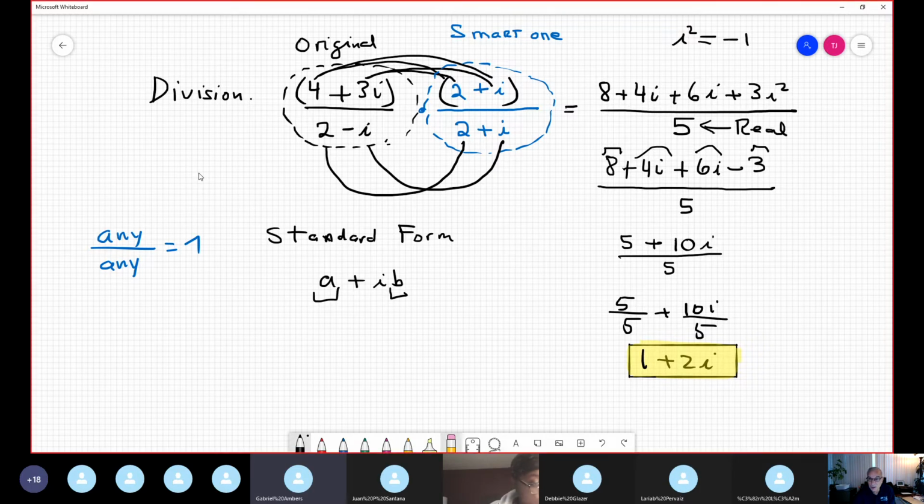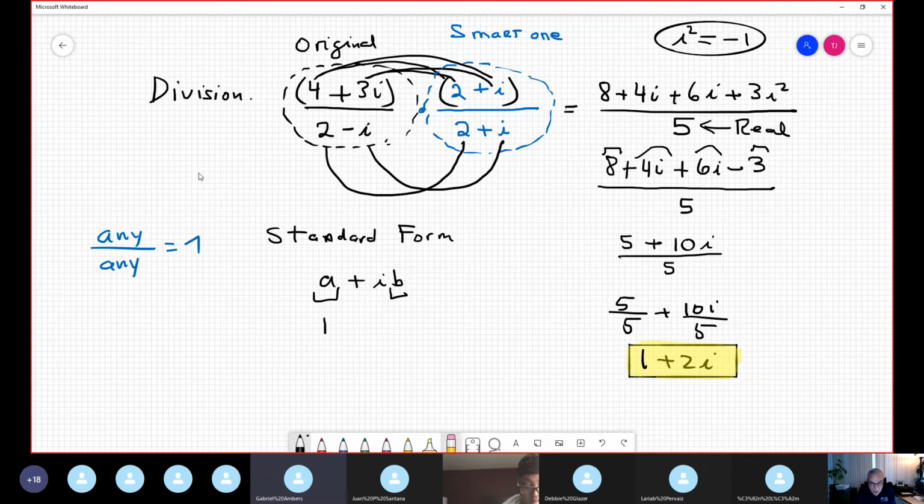No i anymore. And the top, no, because normally no, the family is completely different. And you apply regular FOIL. We combine like terms. Don't forget, replace i squared with -1 because i squared is real. And the rest is split the common denominator, because I need to express it in standard form.